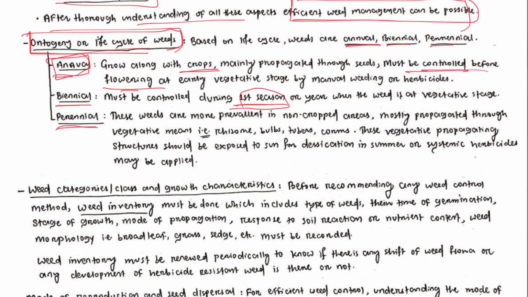Then perennial weeds are mostly propagated through vegetative structures, so we need to apply a selective or systemic herbicide. Selective rather than systemic herbicide, not contact herbicide. Contact herbicide cannot kill the system, because they mostly propagate through root, rhizome, stolon, the vegetative part, right? So we need to control them through systemic herbicide or deep tillage. If we do deep tillage and expose the vegetative part below the soil in the hot summer, that can also control perennial weeds.